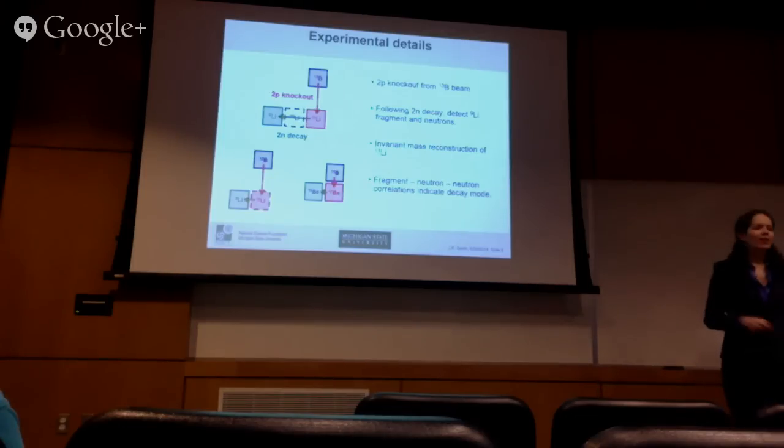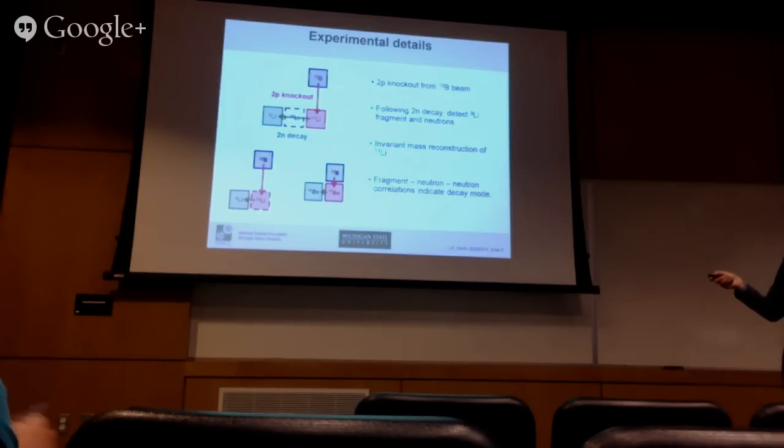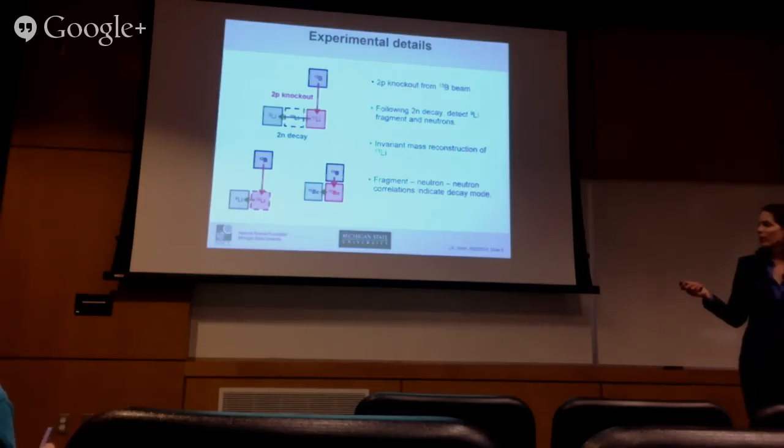We also populated and studied unbound states in lithium-10 and beryllium-12, so I'd like to take a minute just to tell you how we populated those. We populated lithium-10 with the nucleus 1 to the left of boron-13, boron-12, with a 2-proton knockout again, and we populated beryllium-12 with a 1-proton knockout. None of these production mechanisms have been done before.